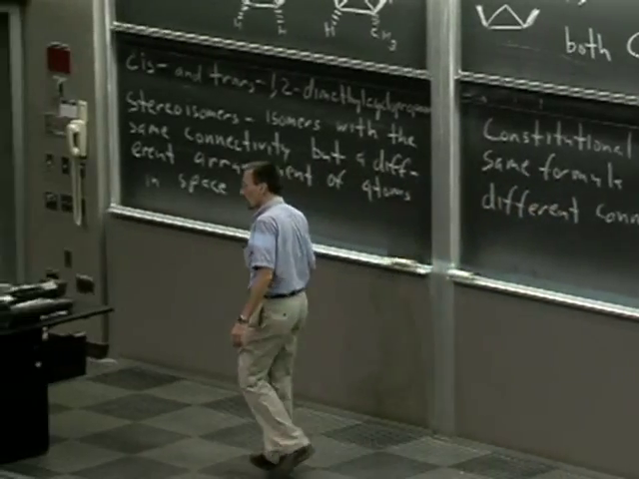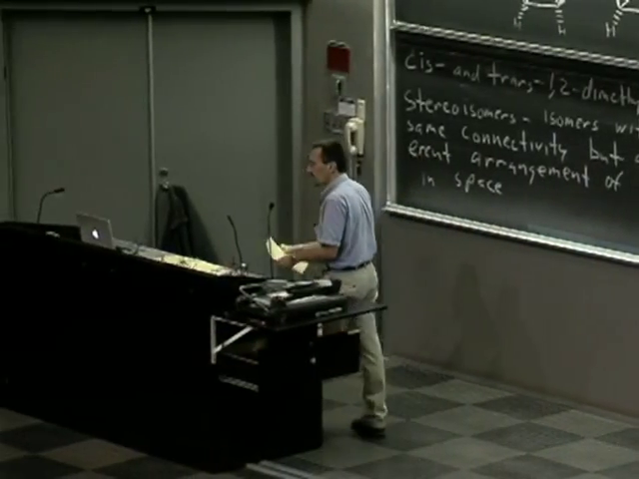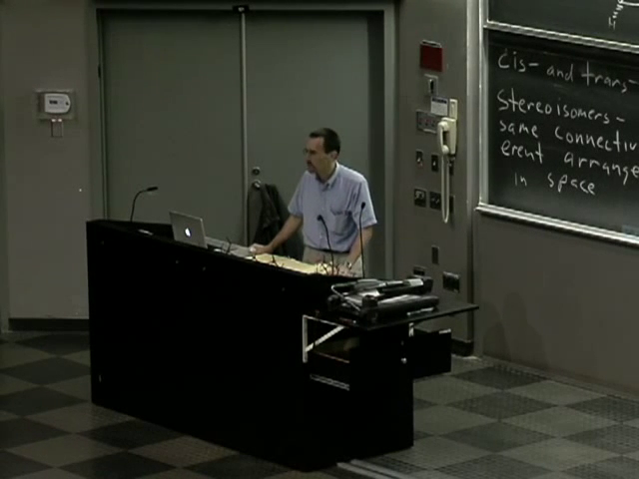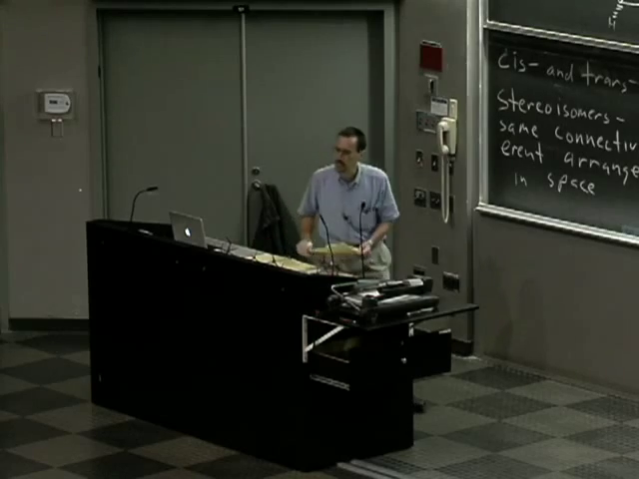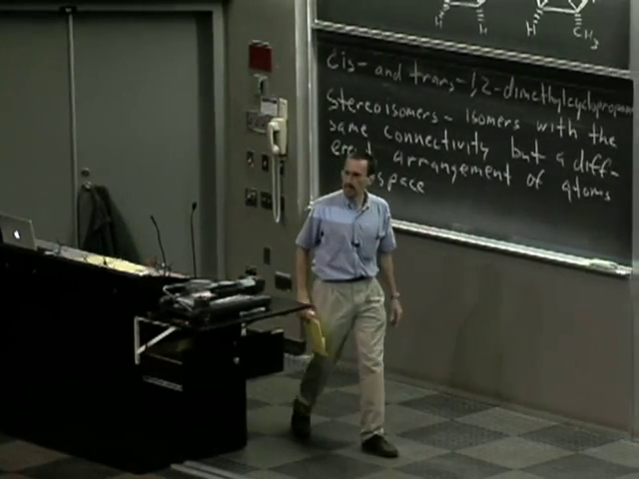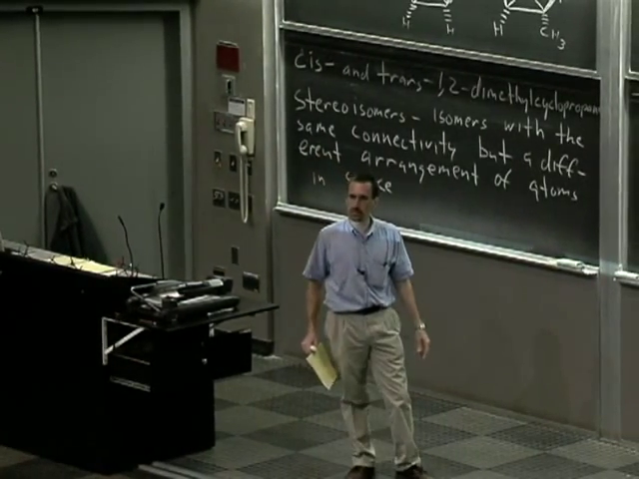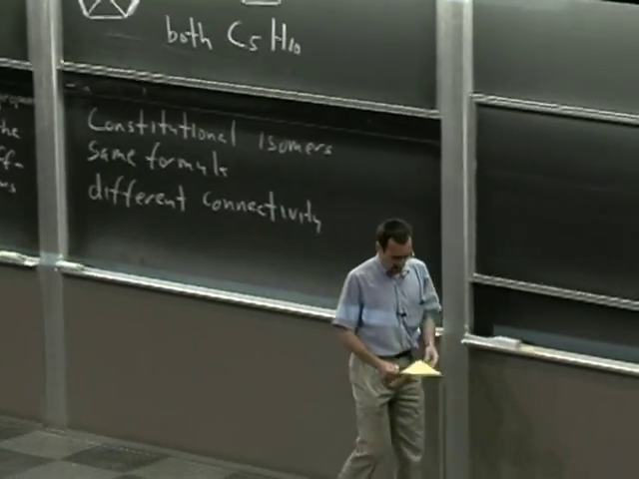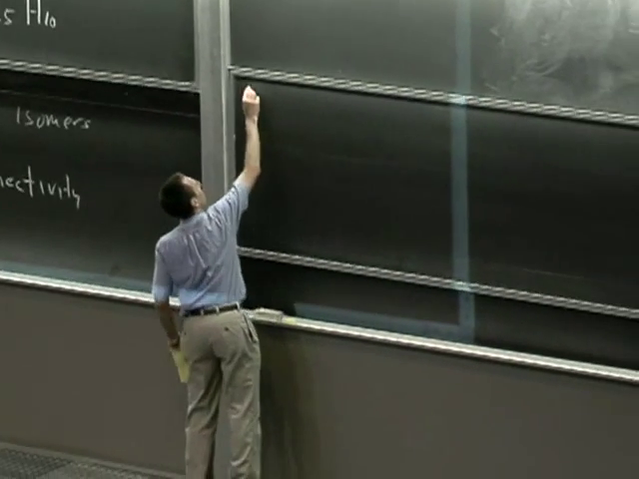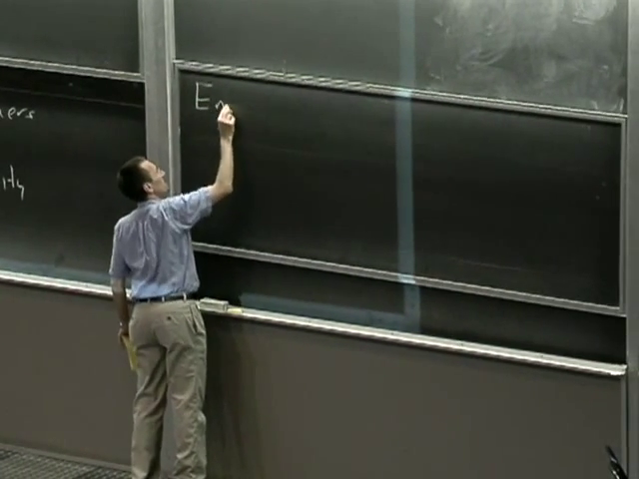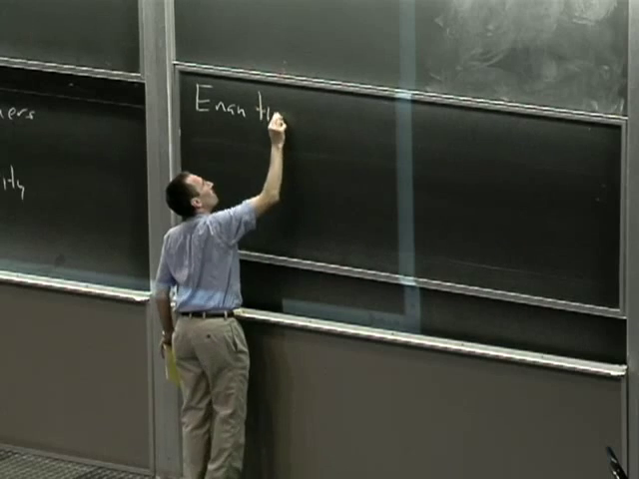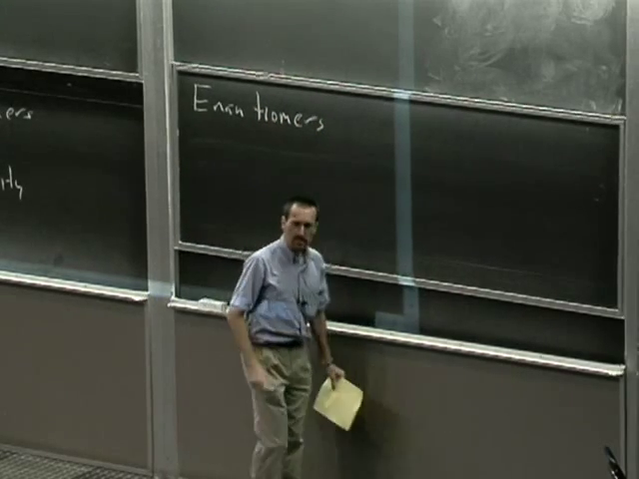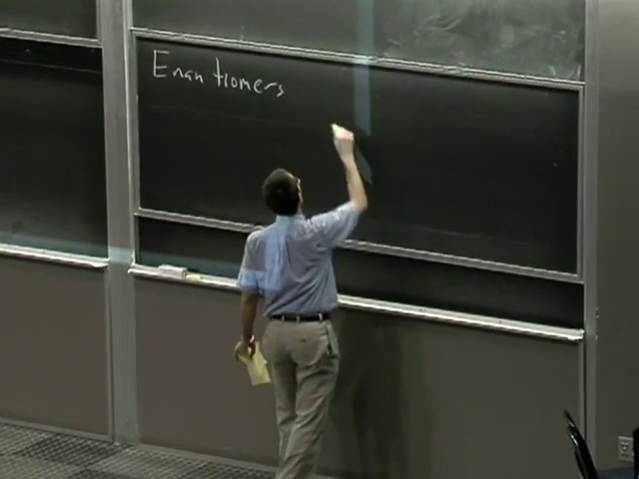All right, what I want to do now is to classify our stereoisomers into two types, enantiomers and diastereomers, and to develop some of the concepts and some of the spatial relationships associated with these. So we're going to come back to our cyclopropanes in a minute, but let me give you enantiomers. Enantiomers are stereoisomers that are non-superimposable mirror images.